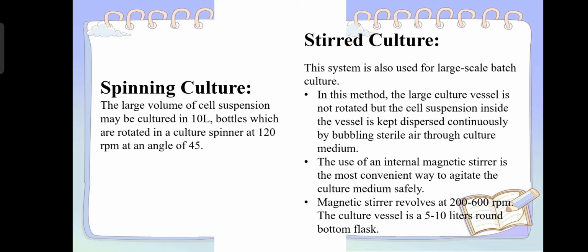Stir culture. This system is also used for large-scale batch culture. In this method, the large culture vessel is not rotated, but the cell suspension inside the vessel is kept dispersed continuously by bubbling sterile air through the culture medium. The use of an internal magnetic stirrer is the most convenient way to agitate the culture medium safely. The magnetic stirrer revolves at 200 to 600 rpm. The culture vessel is a 5 to 10 liter round bottom flask.